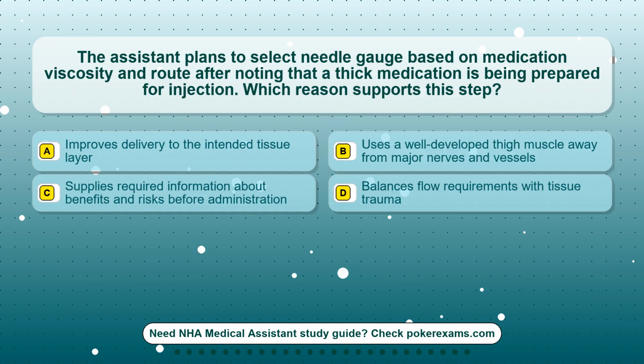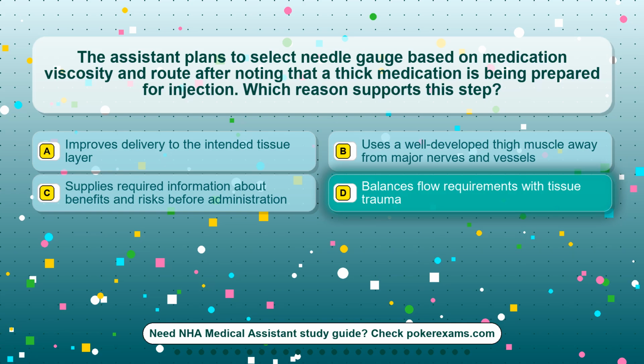Question 17. The assistant plans to select needle gauge based on medication viscosity and route after noting that a thick medication is being prepared for injection. Which reason supports this step? Option A. Improves delivery to the intended tissue layer. Option B. Uses a well-developed thigh muscle away from major nerves and vessels. Option C. Supplies required information about benefits and risks before administration. Option D. Balances flow requirements with tissue trauma.